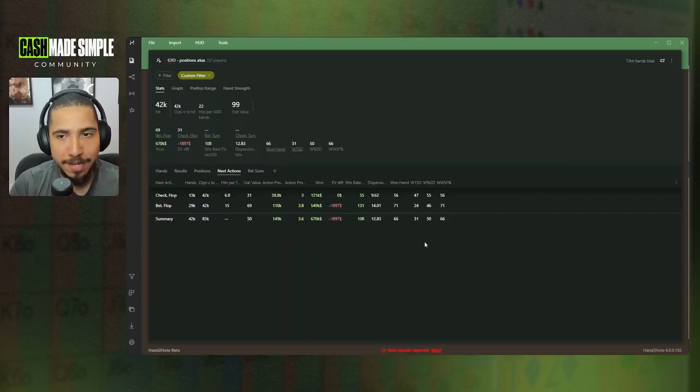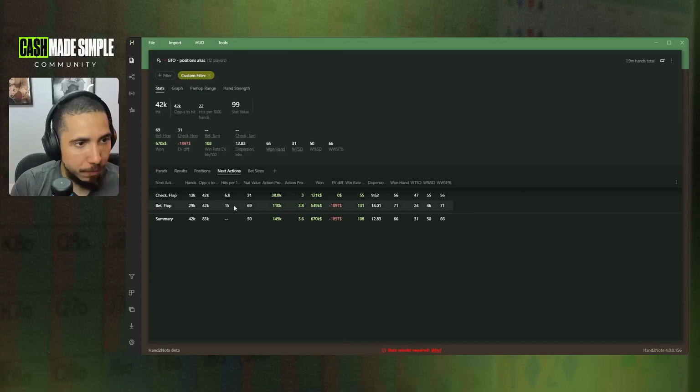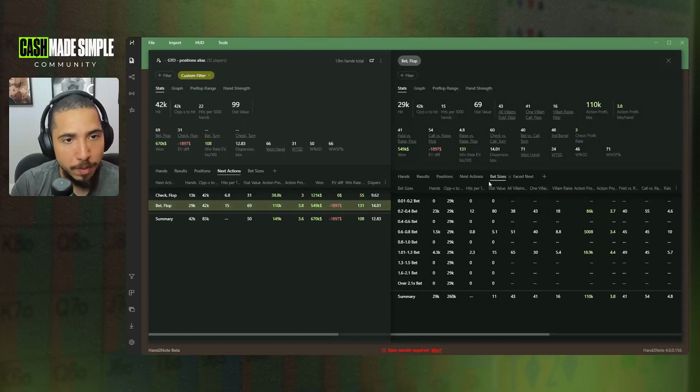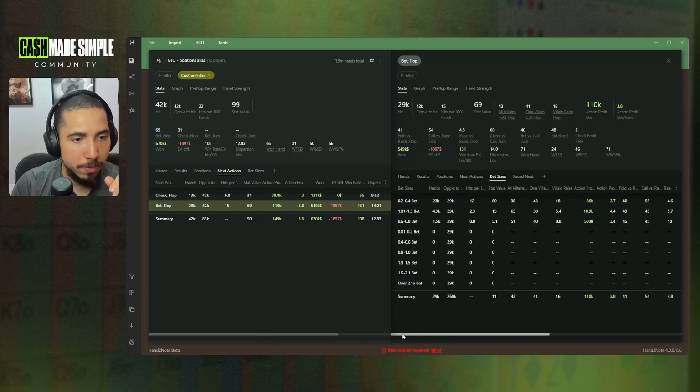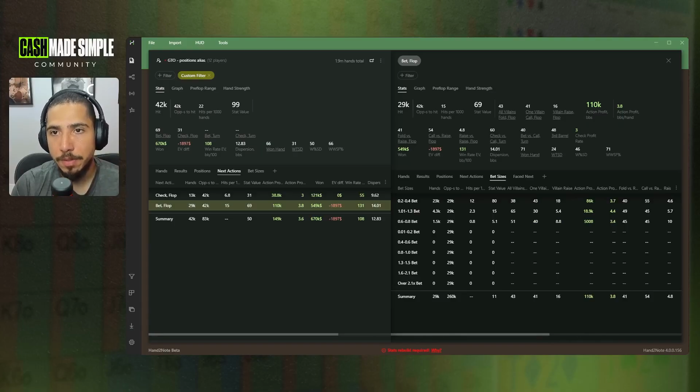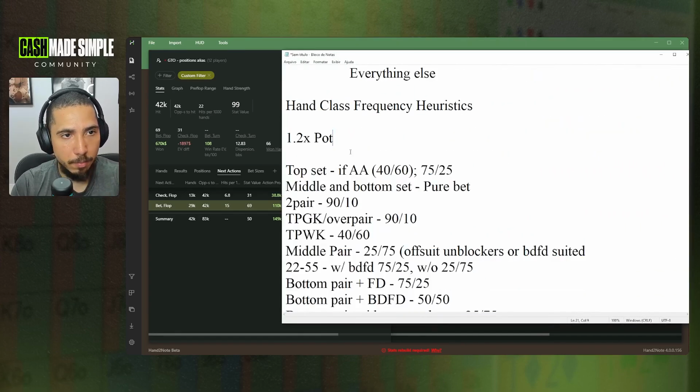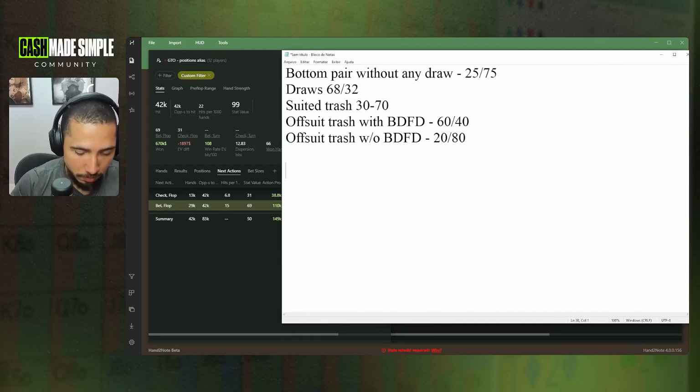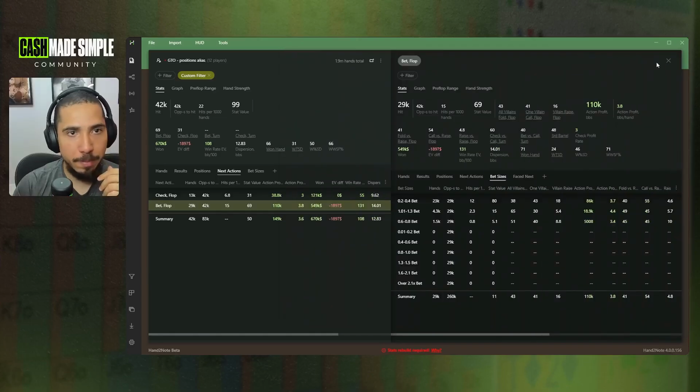Yes, after a long time and a lot of work, I was able to filter out the boards where we size up for the most part, and get left with only the boards, or most of the boards, where we're going to be c-betting small, so that we can see the hand class frequency heuristics for these boards. So let's just copy what we did for the 1.2x pot boards, and put it here: 30% c-bet. In the 30% c-bet boards, we're c-betting around 69% of the time.